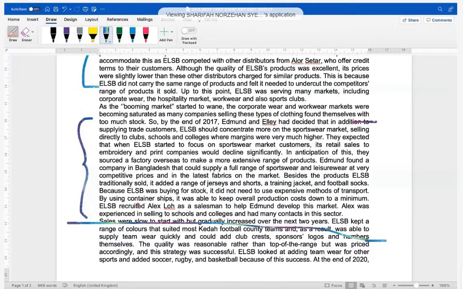What else do you have? As a booming market started to wane, would this be creating something? Take note of it. The corporate wear and workwear markets were becoming saturated as many companies selling these types of clothing found themselves with too much stock.